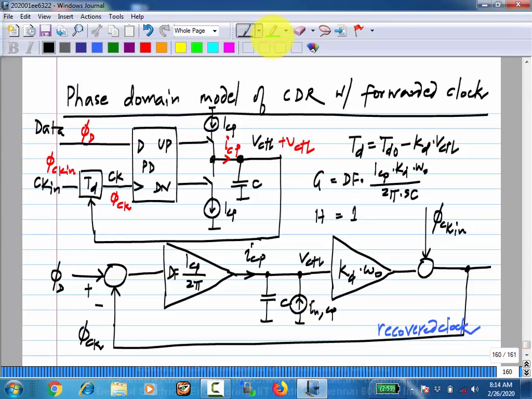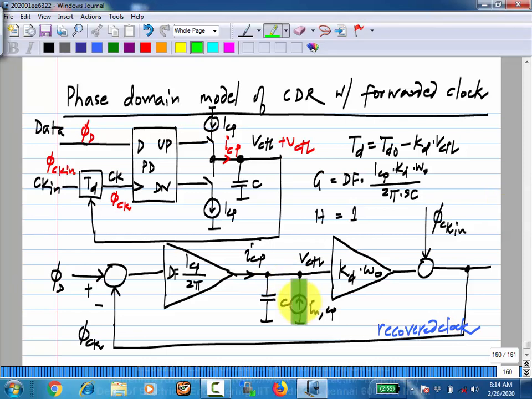Which of the other transfer functions will it resemble? Can you get this easily from the other answers you already have? So I want the output phase divided by INCP. Already calculated phi ck by phi d and phi ck by phi ck in. Which one is it related to? Phi ck by phi d, right?